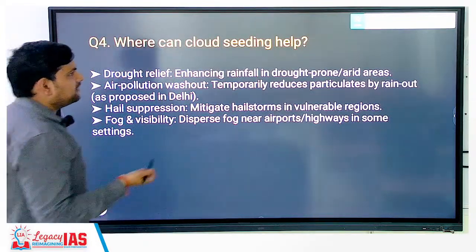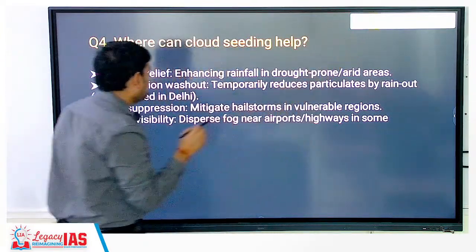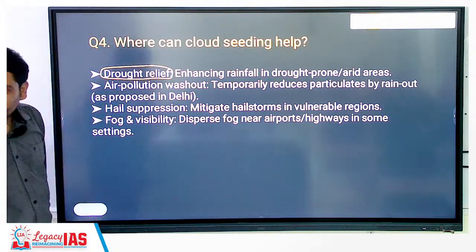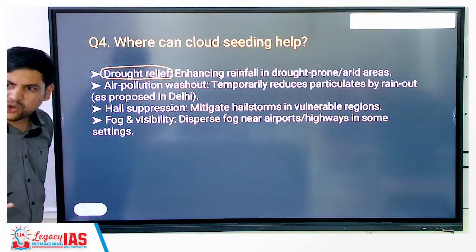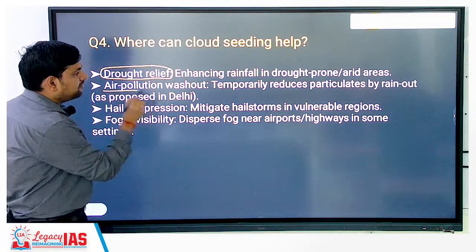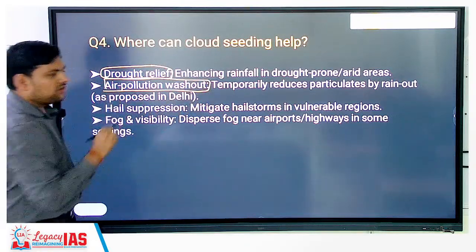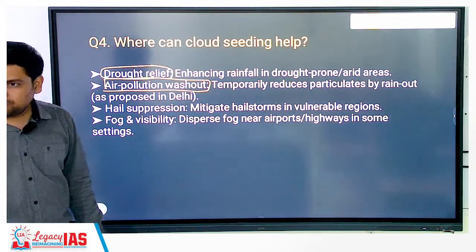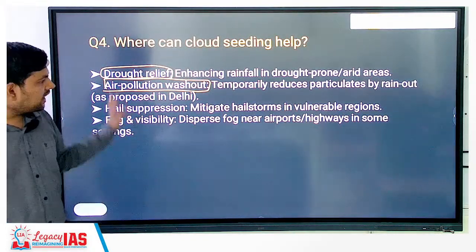Where it can help: one is drought relief. In drought-prone regions we can increase the amount of rainfall. Then air pollution washout. If there are favorable conditions, and scientists are saying there are not favorable conditions right now, but if there are, this can help.